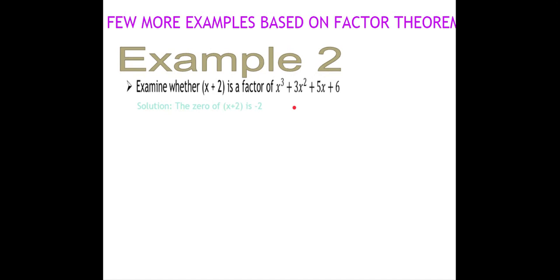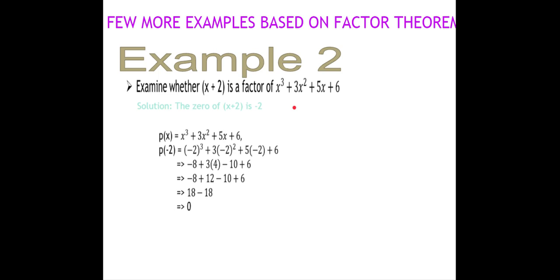How do you take out the 0 of a given polynomial? You remember clearly that you equate the given polynomial to 0. Now, let us substitute this minus 2 in the given polynomial. You get something like this. P(x) was x cubed plus 3x squared plus 5x plus 6. You substitute x as minus 2 because you need to take out the value of this polynomial at minus 2, which was the 0 of the divisor.